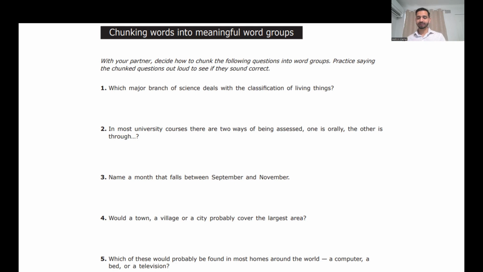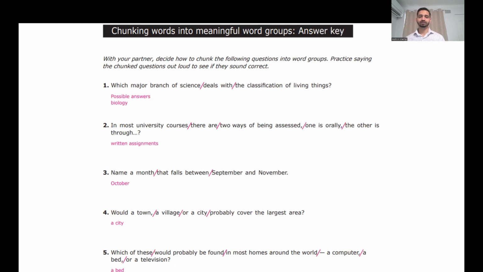So we're back, and we'll quickly look at the answers, and we will see how the things were chunked together. So first of all, we've got which major branch of science? Obviously, the first one, we have already talked about this one, so you should know this one, right? Which major branch of science? Obviously, this is a question word phrase, right? And then deals with is a phrasal verb, deals with the classification of living things, and noun phrase. Okay. Then we've got possible answer is biology.